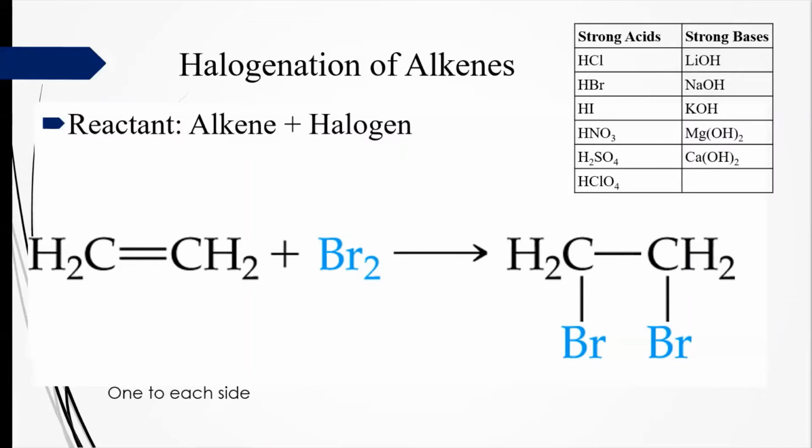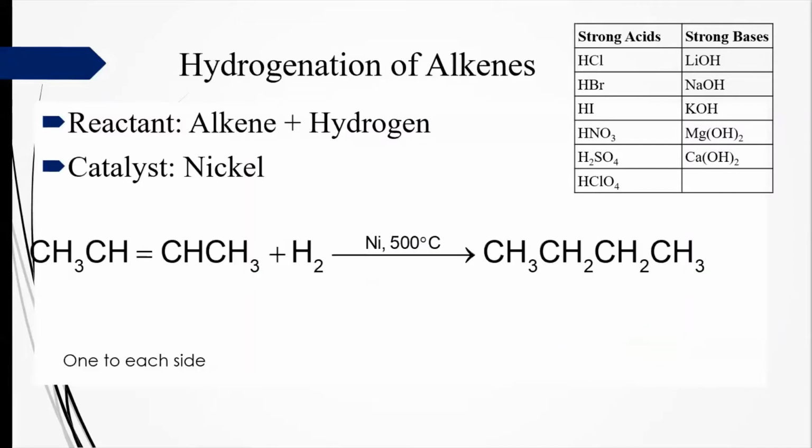You can do a similar one with our hydrogen gas. This time the only difference is you do need a catalyst there, so sometimes it's nickel. And we can add in a hydrogen to each side. We end up removing that double bond. And we're basically ending up saturating that alkene.